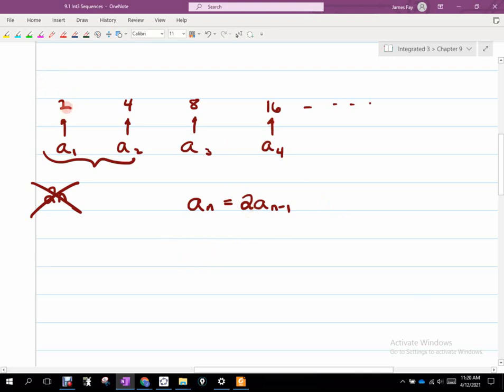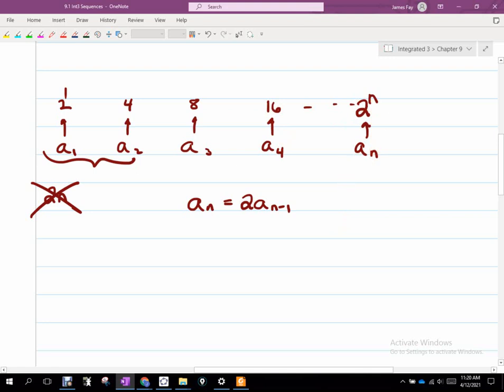What if I take 2 raised to the first power? What do I get? 2. Well, if I take 2 raised to the second power, what do I get? If I take 2 raised to the third power, what do I get? If I take 2 raised to the fourth power, what do I get? So a sub n is 2 raised to the nth.